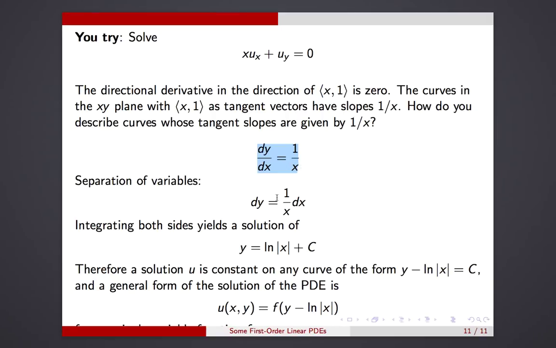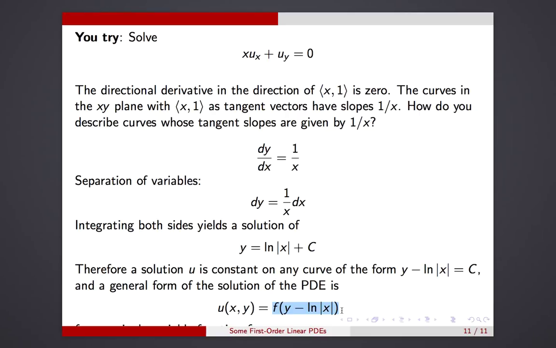So if you want the curves themselves, you can separate variables as we've done before. And so you get dy equals 1 over x dx. You integrate both sides. The left-hand side becomes a y. The right-hand side becomes log of absolute value of x plus some constant. Therefore, a solution u is constant on any curve of the form y minus log absolute value of x equals c. So your solution values only depend on this capital C value. Only depends on which of these curves you're on. So a solution of the PDE is anything of this form, f of that curve, where f is a single variable function.